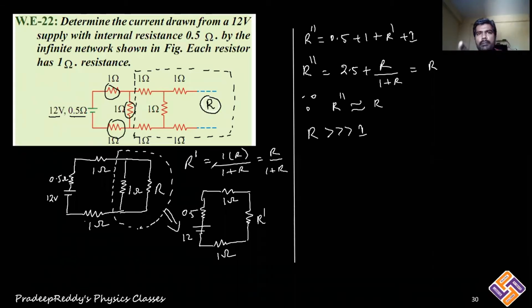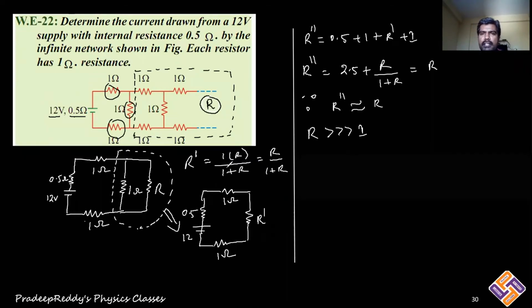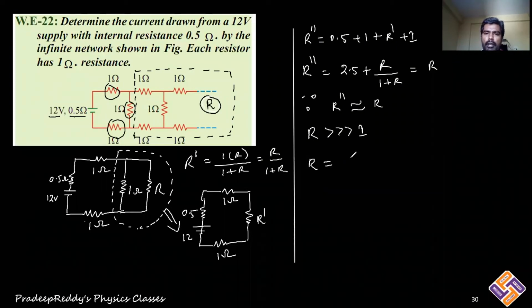Just imagine that from the ocean you are removing one bucket of water. Its level neither increases nor decreases, and even if there is a slight decrease, you could not feel it. Therefore, we are using this concept here: R double dash will be approximately equal to R. So the left hand side becomes R, which is equal to 2.5 into 1 plus R divided by 1 plus R.